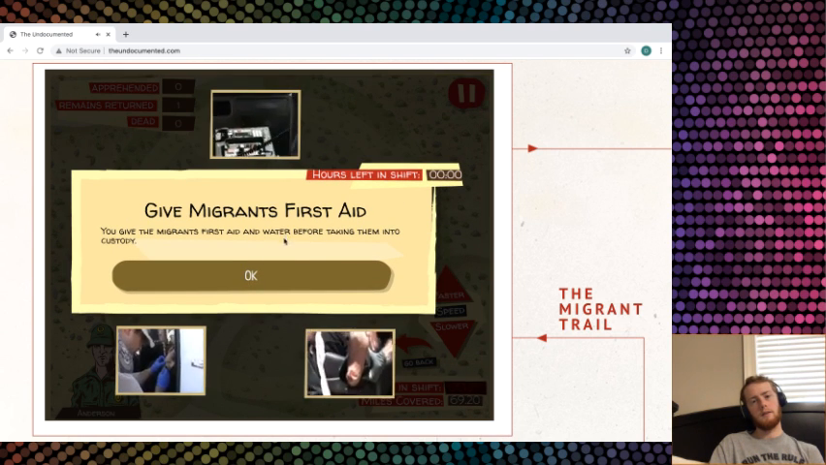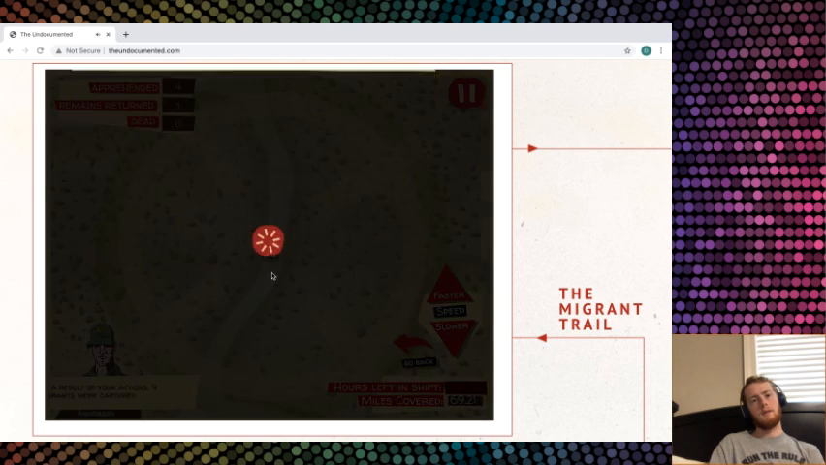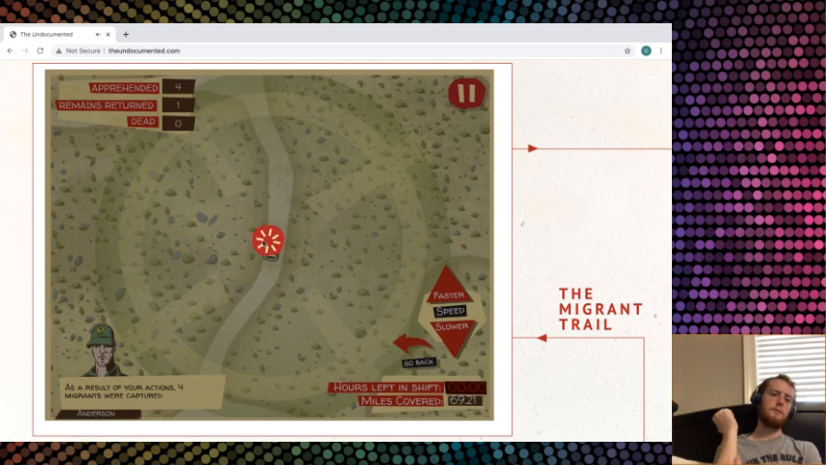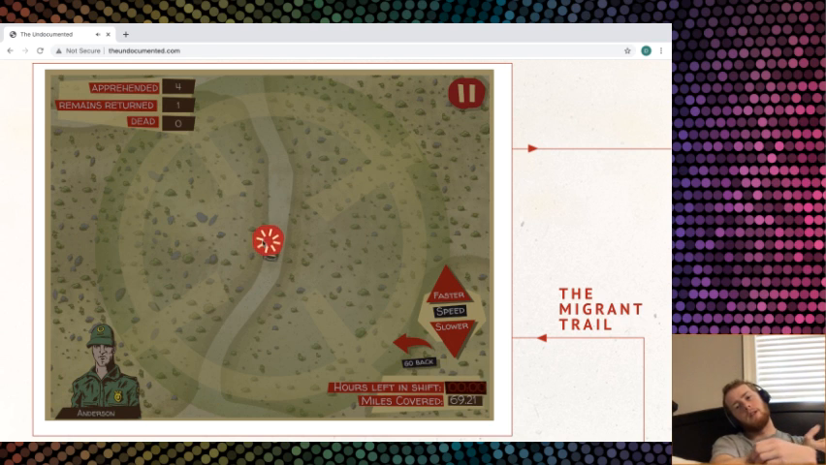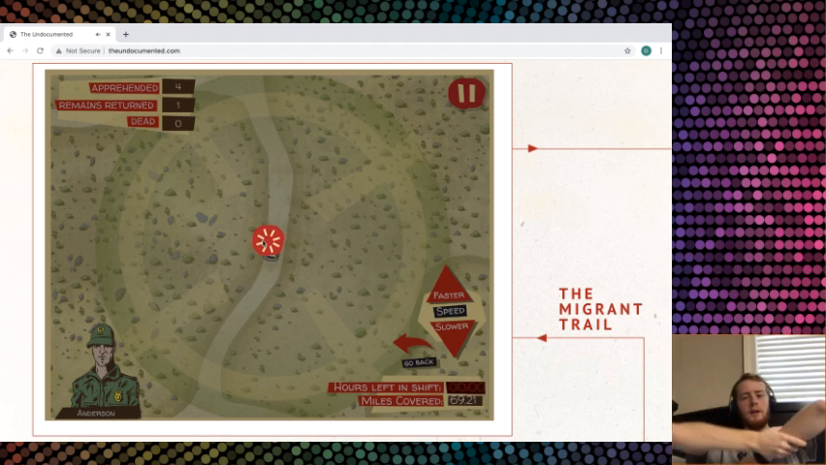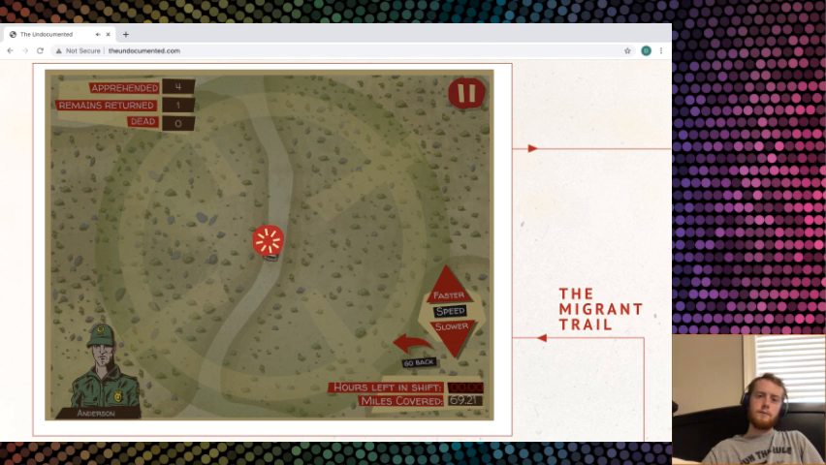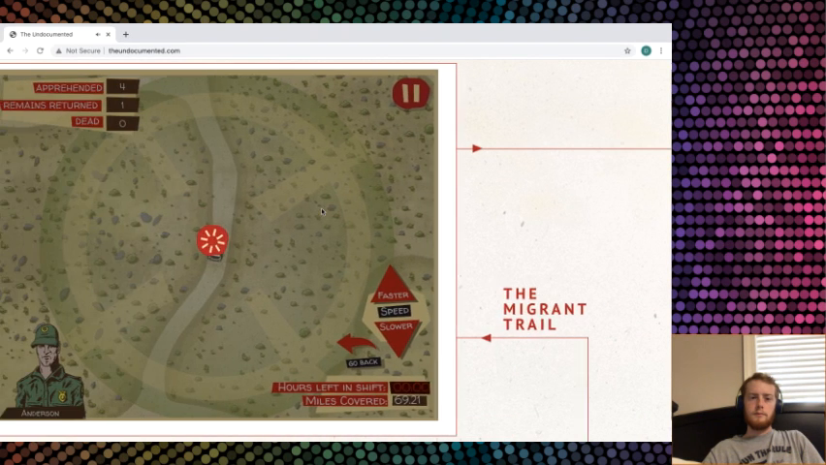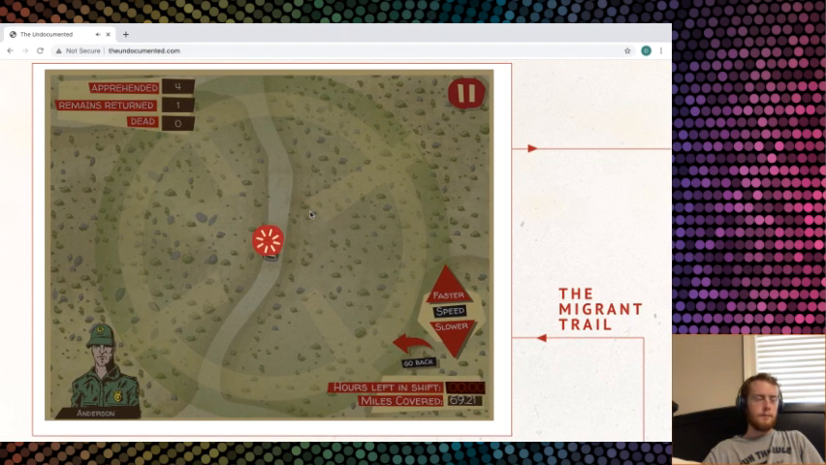Wait. Okay. So we apprehended 4. We gave them first aid. Have 0 minutes left in shift. Oh, are we going to be left with this loading sign again? Gosh dang it. Okay, so that might be the end of our game.